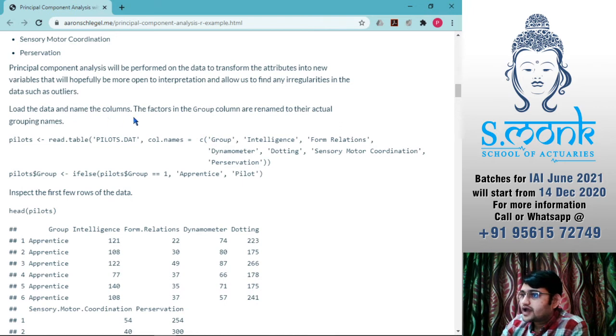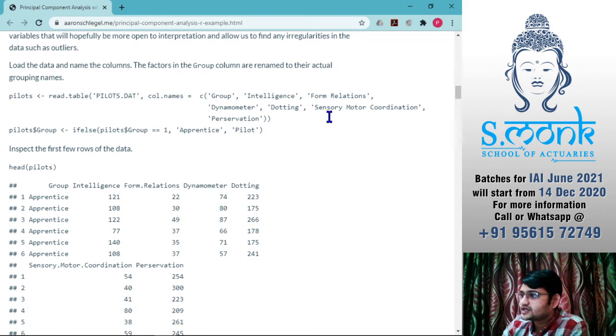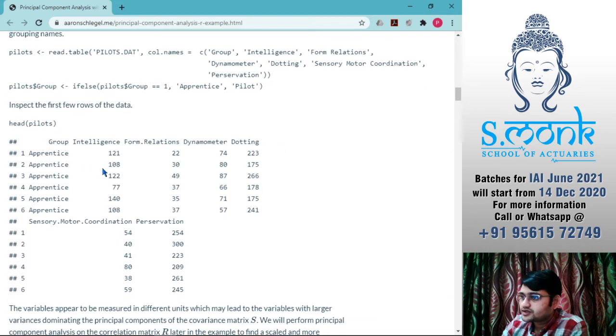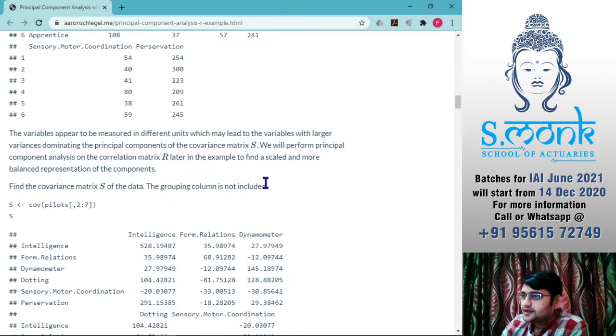Load the data and name the columns. The factors in the group columns are renamed to their actual grouping names. So it's just data that has been uploaded. This is the data. The variables appear to be measured in different units, which may lead to the variables with large variances dominating the principal components of the covariance matrix S. We will perform principal component analysis on the correlation matrix. So first we will take the correlation matrix.